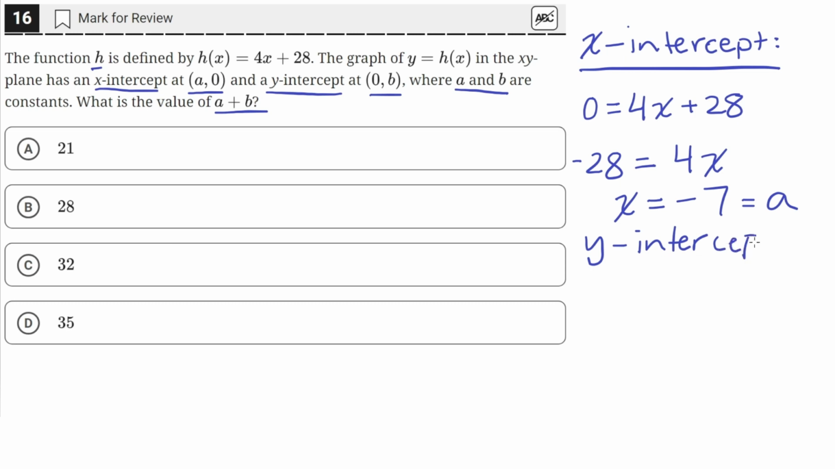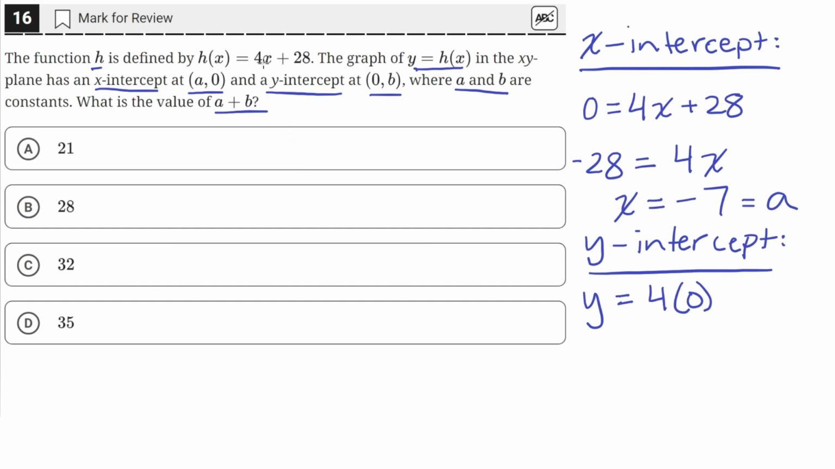The y-intercept occurs when the value of x is 0. So here x is 0, and then the y-intercept, or the value of b, will be the value of h of x, or y, in the equation when x is equal to 0. So let's just set x equal to 0. So we'll solve for the value of y, which is just h of x. But the value of x will be 0.